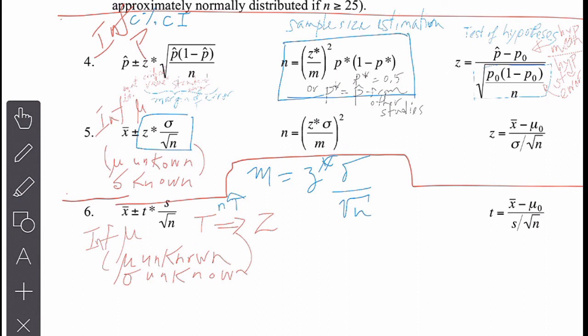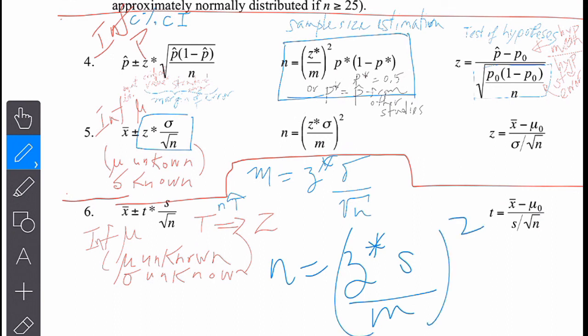So this is my question to you. Why is it not the case that n equals z star times the sample standard deviation over m, squared? Why can't we do this?